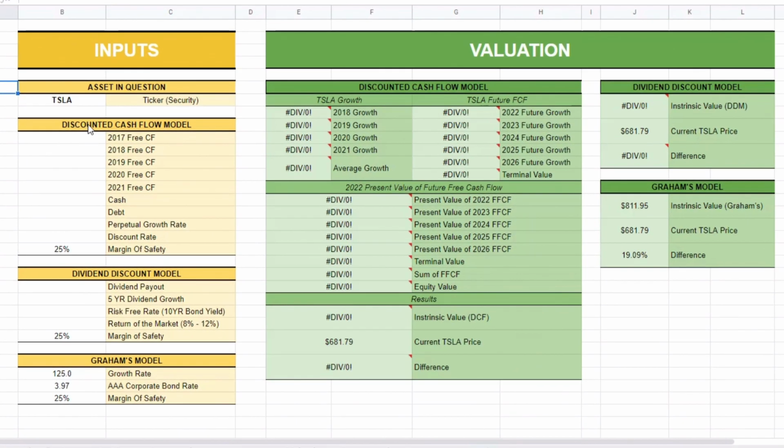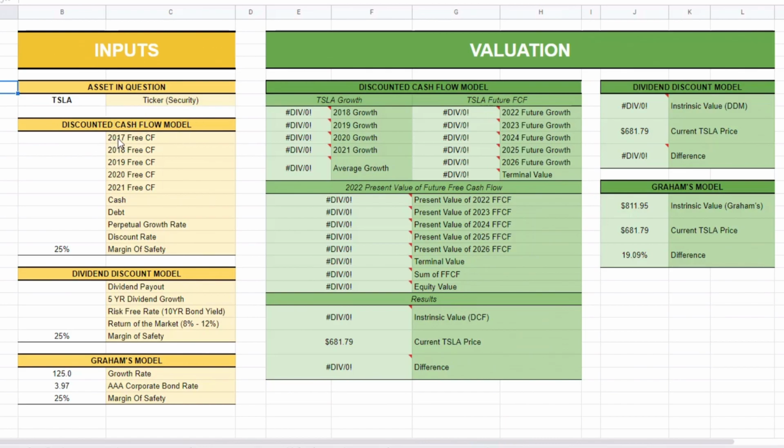I wanted to use the discounted cash flow model to try to see if I could come up with an intrinsic value. I do have this spreadsheet available over on Patreon. I have my dividend discount model in this spreadsheet as well as Graham's model, but for the purposes of this video, I just want to do Tesla with the discounted cash flow model.